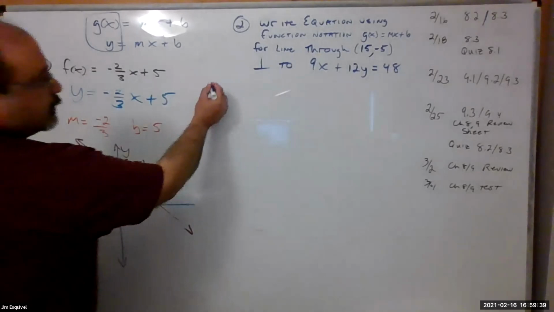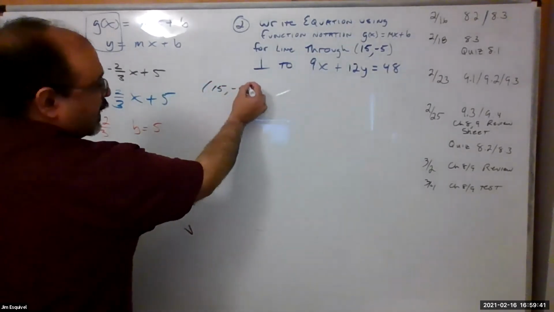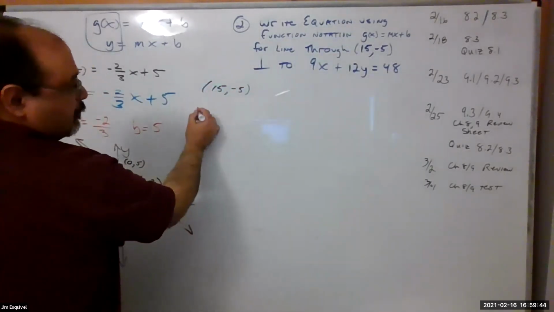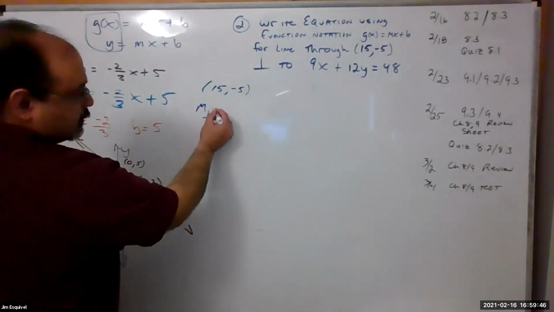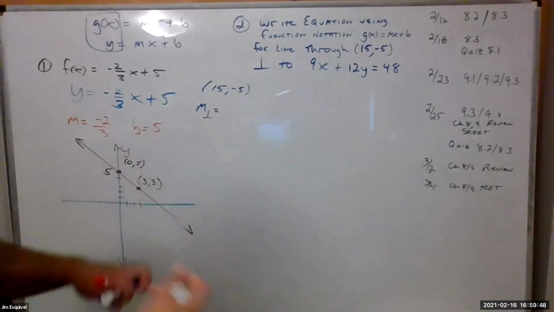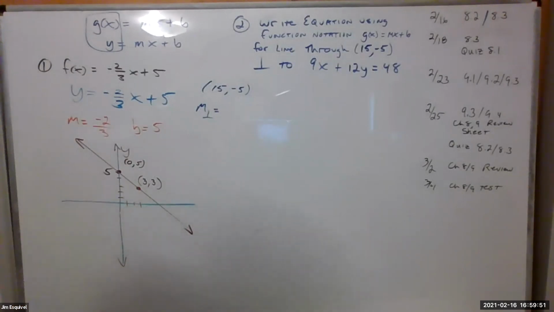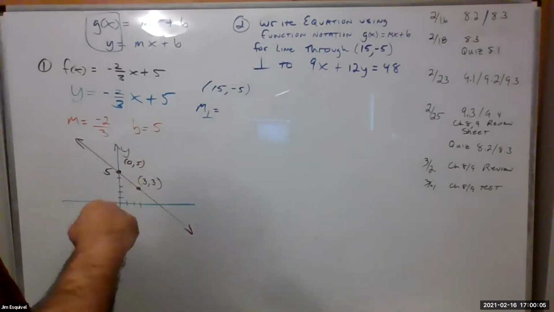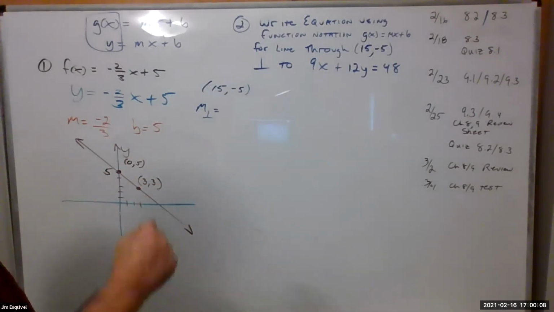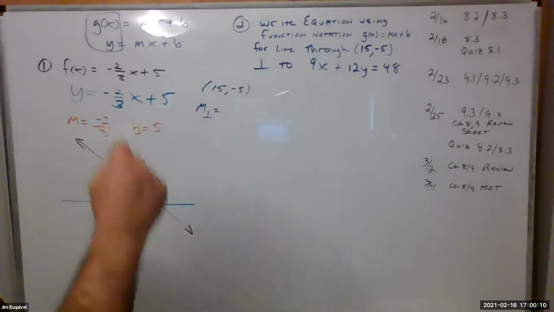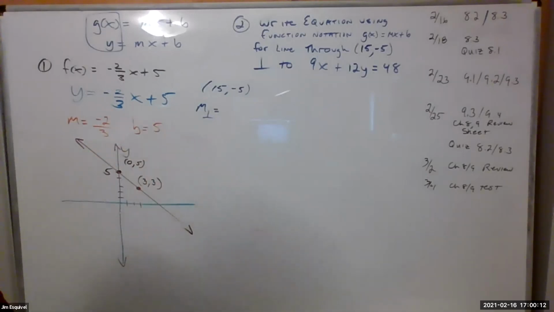So it's going to go through (15, -5), and we want the perpendicular slope. Now, that's not guaranteed that it's going to be a perpendicular question on Thursday. It could be a parallel, or maybe it's a perpendicular. If it's perpendicular, there's 2 harsh P words or P syllables. That means you got to do 2 things for the slope: opposite and reciprocal.